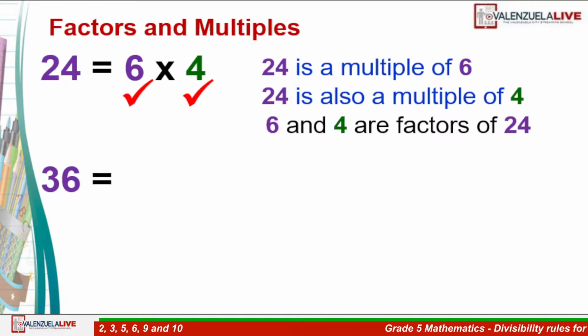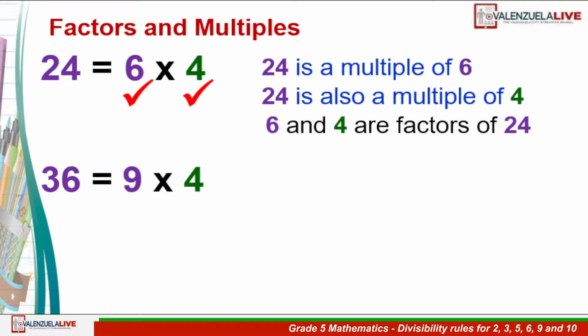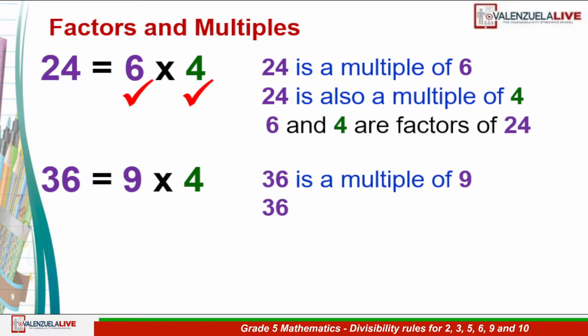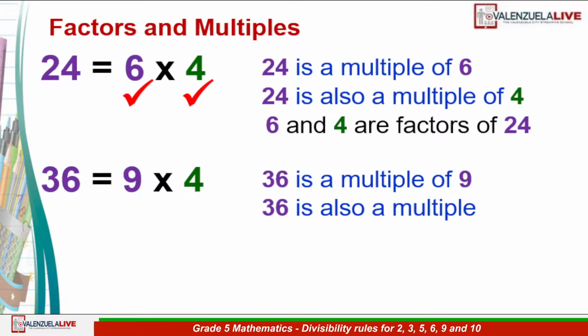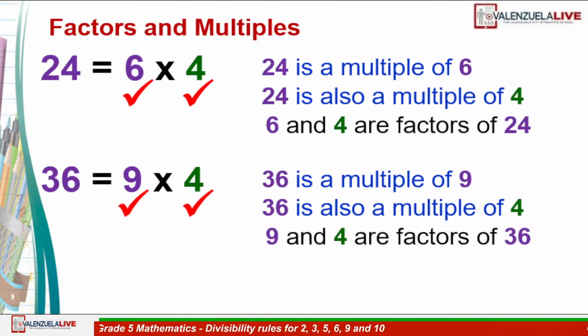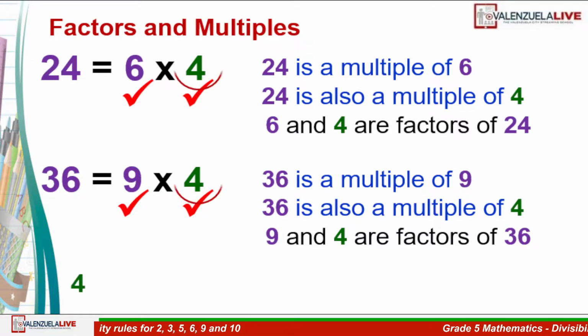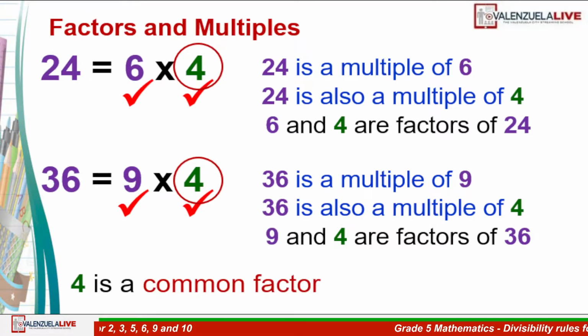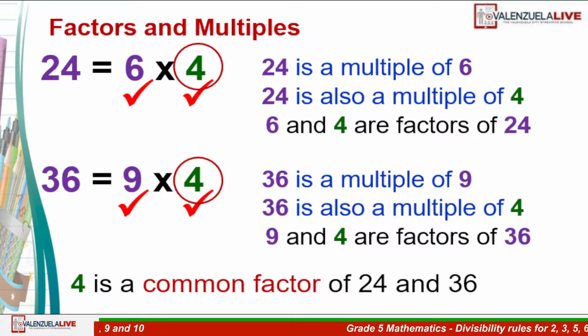Another example, we have 36. 36 is equal to 9 times 4. 36 is a multiple of 9. 36 is also a multiple of 4. 9 and 4 are called factors of 36. In this example, 4 is a common factor of 24 and 36. Aside from 4, are there other common factors of 24 and 36?